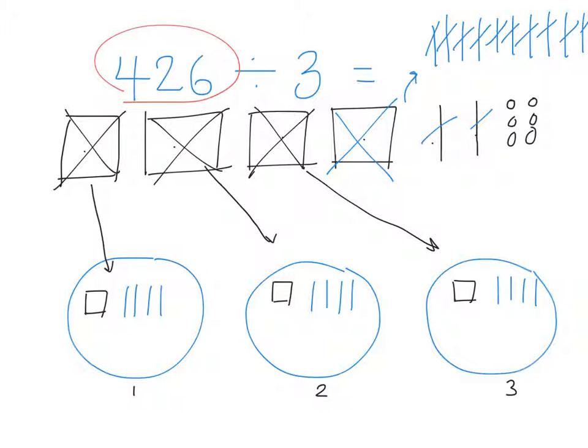Are we done? Do we have some more things that we need to share equally? Yes. We have these 6 ones, right? How can I distribute or share those equally, divide them equally amongst the 3 people? Soham? 6 divided by 3.